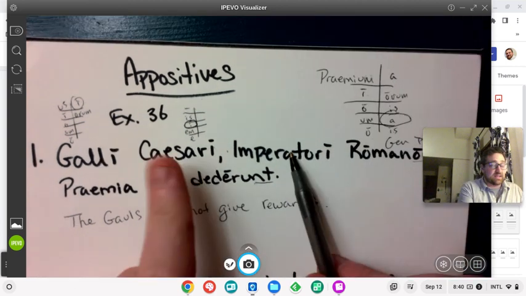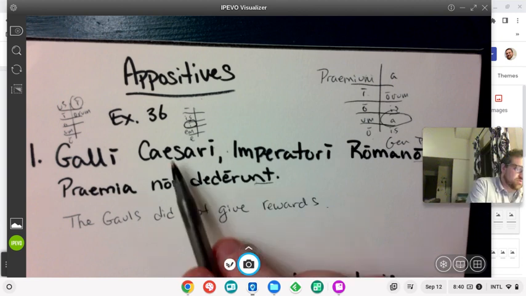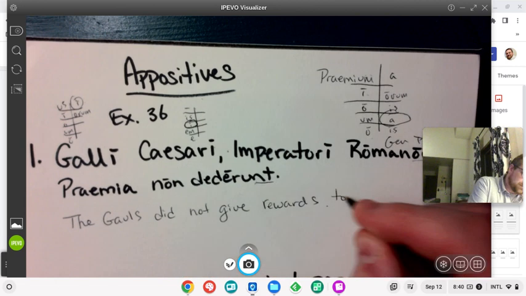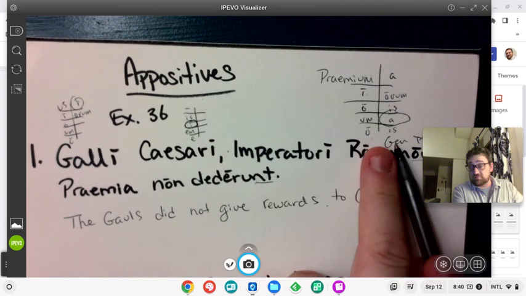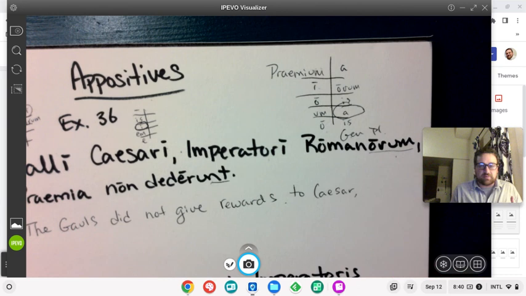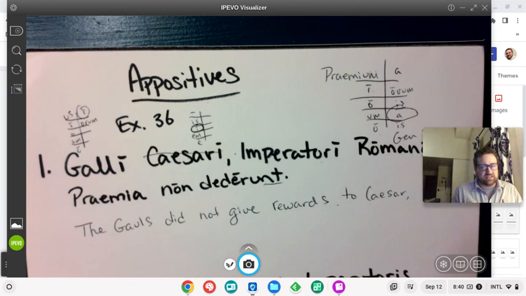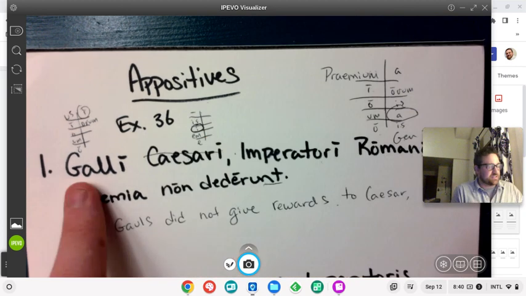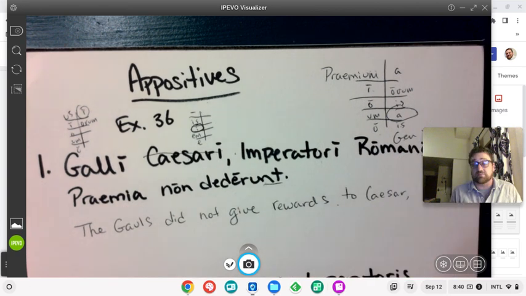And now, because Caesari and Imperatori are datives, it's probably showing who they didn't give the rewards to. So the Gauls did not give the rewards to Caesar, who is the emperor of the Romans. So emperor of the Romans. And if you think about it, if I didn't call him Caesar, if this word wasn't part of the sentence, I could have said the Gauls did not give the rewards to the emperor of the Romans, right? And it wouldn't change the meaning or the substance of the sentence.